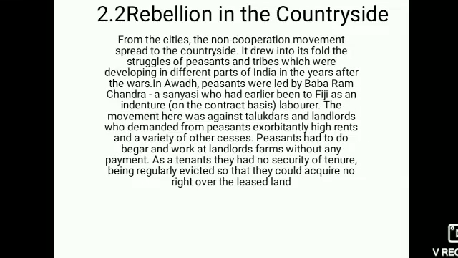Rebellion in the countryside. From the cities, the non-cooperation movement spread to the countryside. It drew into its fold the struggles of peasants and tribes, which were developing in different parts of India in the years after the war.